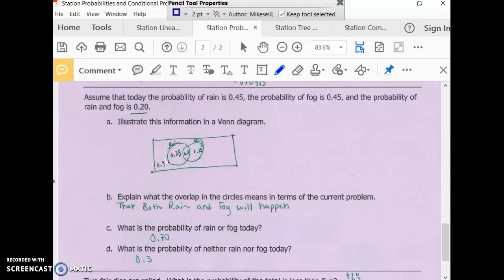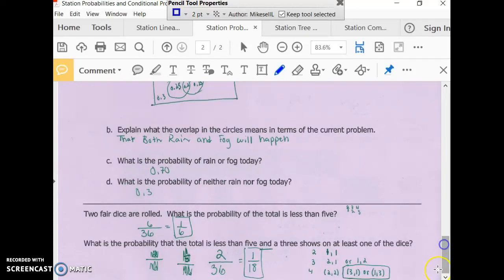So overlap means you'll have both rain and fog. What's the probability of rain and or fog today? I have to add them all up: 1, 2, 3, which is 70%. And then neither is what? 0.3. Last but not least, 2 fair dice rolls.